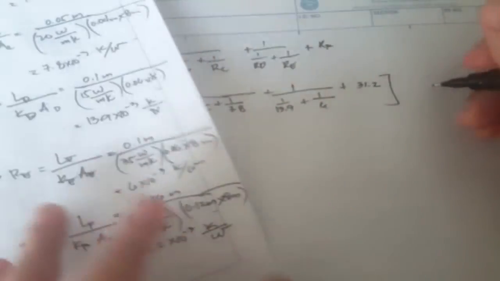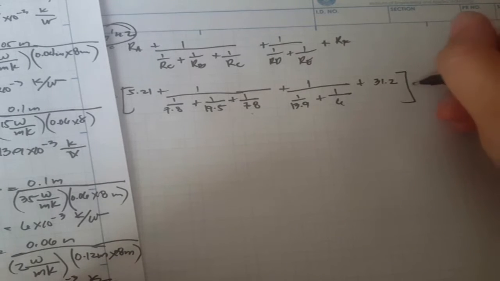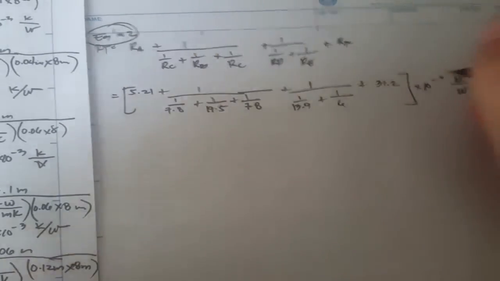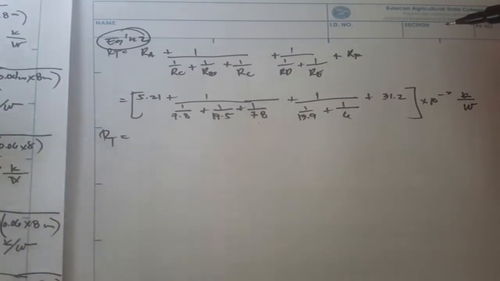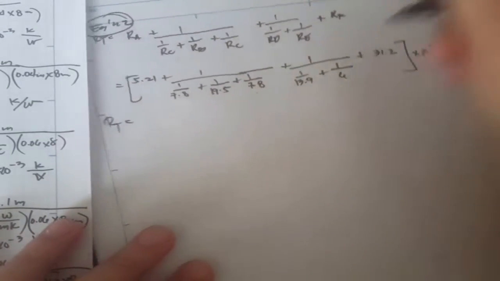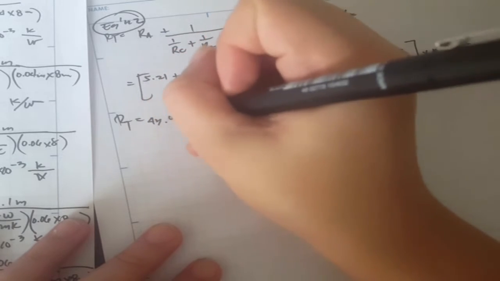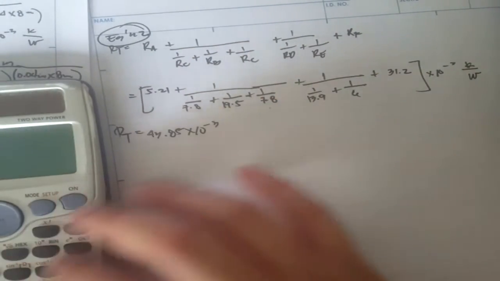By the way, this is all equal to times 10 to the negative 3 K per watt. Okay, so all in all, our RT is equal to, what is our RT? 43.85 times 10 to the negative 3. Let's check if my computation is correct.